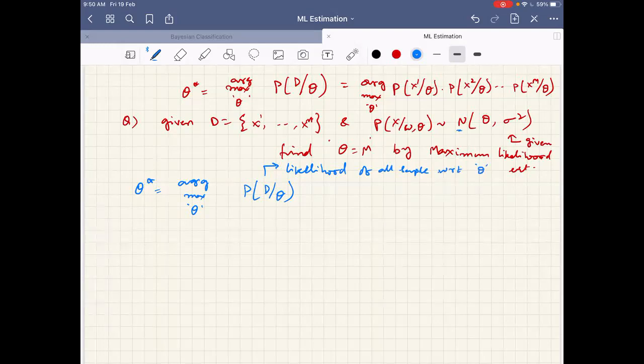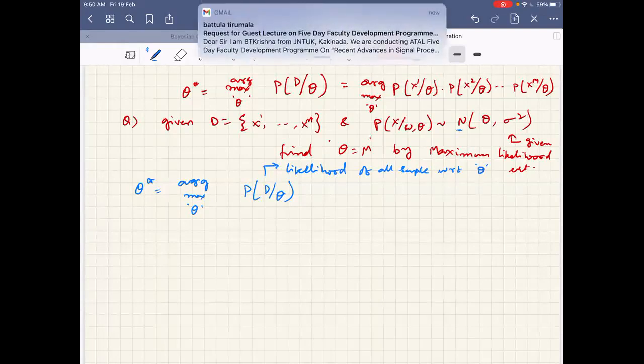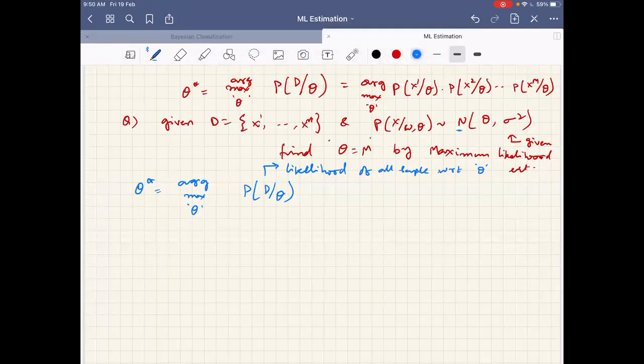Previously I was more focused on the likelihood of a class density, P of x given omega i. For this class, if I take a value of the feature, will that be in that class? That's what I was bothered about before. Now, will this theta be a better fit? That's what I'm trying to see. So now it is the likelihood of all samples with respect to theta.